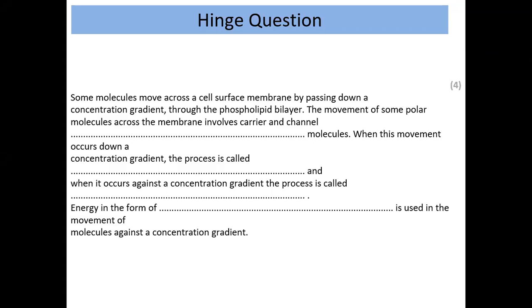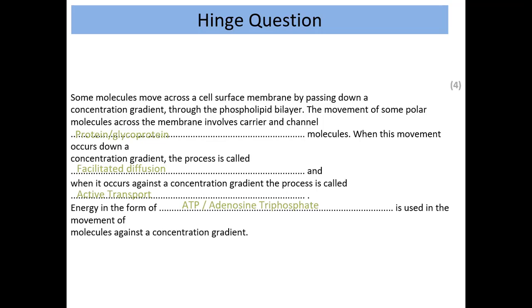Some molecules move across a cell surface membrane by passing down a concentration gradient through the phospholipid bilayer. The movement of some polar molecules across the membrane involves carrier and channel proteins, and these would be protein molecules or glycoprotein molecules. When this movement occurs down a concentration gradient, the process is called facilitated diffusion. And when it occurs against a concentration gradient, this process is called active transport. Energy in the form of adenosine triphosphate, ATP, is used in the movement of molecules against a concentration gradient.